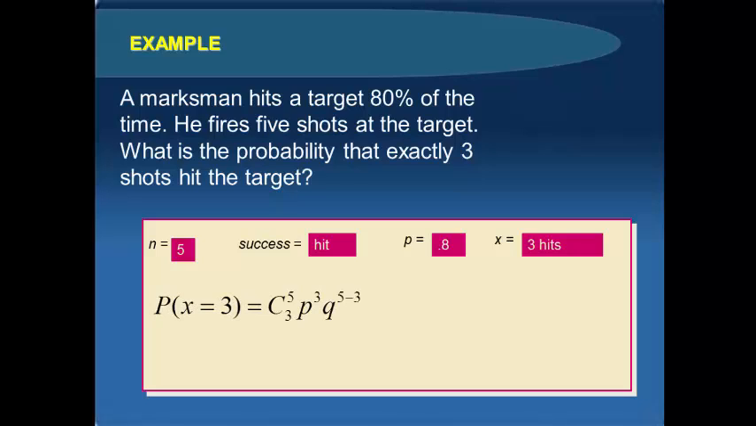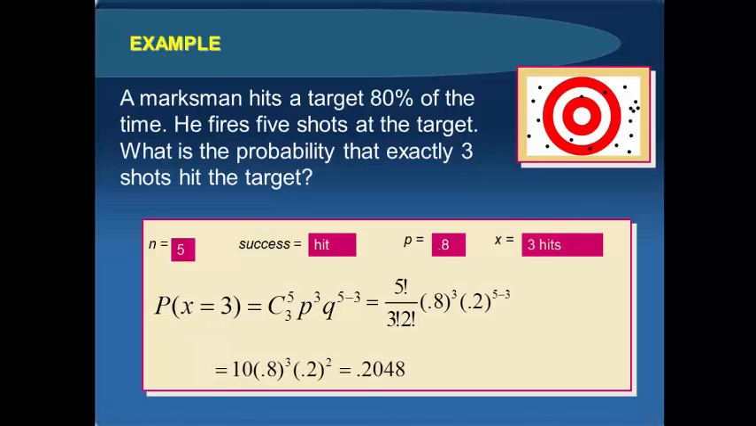The probability of X is equal to 3 is equal to the combination of 5 taken 3 at a time times p raised to 3 times q raised to 5 minus 3, is equal to 5 factorial over 3 factorial times 2 factorial multiplied by 0.8 raised to 3 times 0.2 raised to 5 minus 3, is equal to 10 times 0.8 raised to 3 times 0.2 raised to 2, is equal to 0.2048.